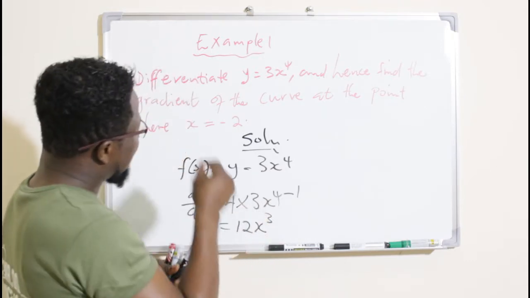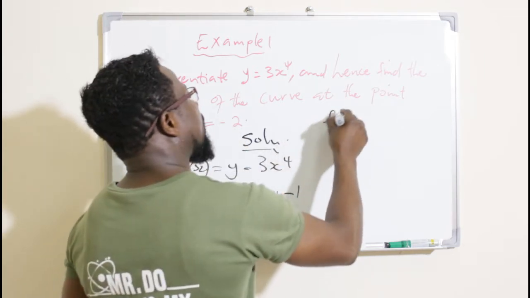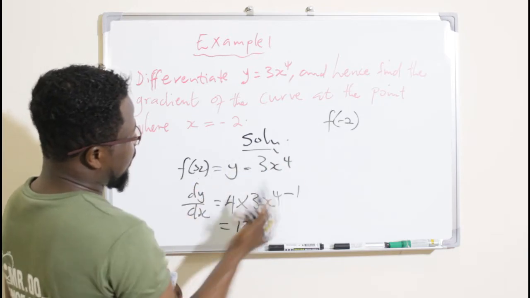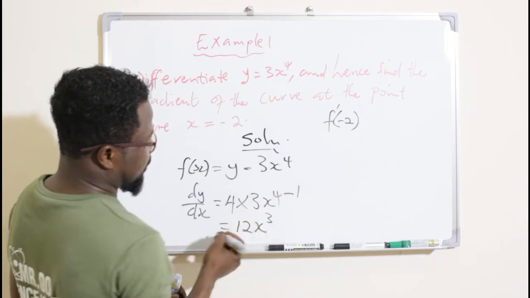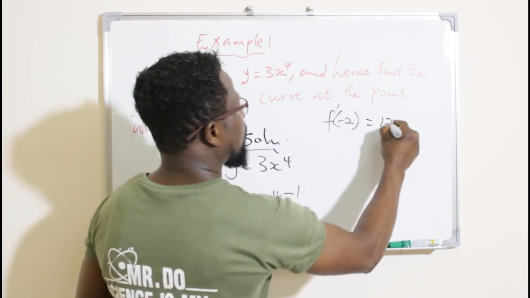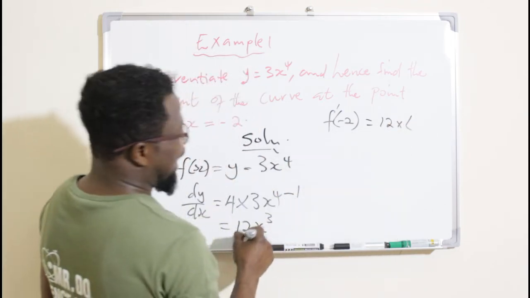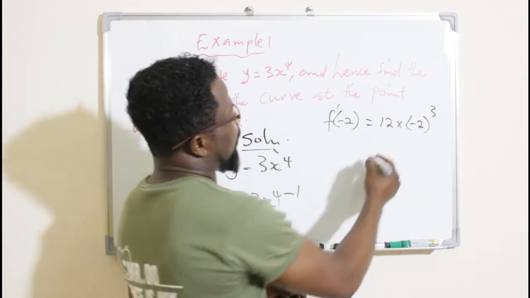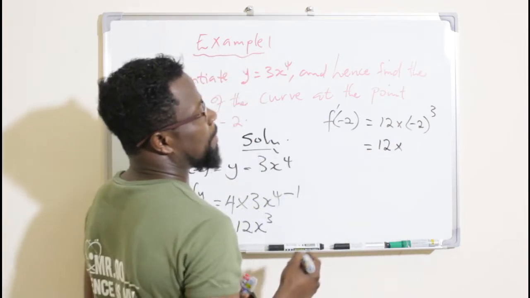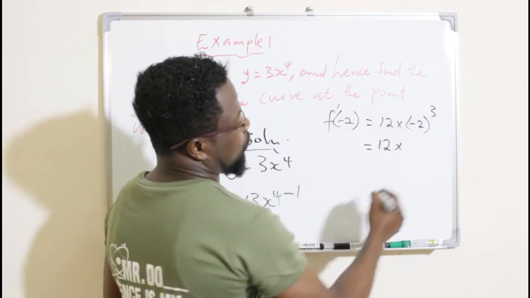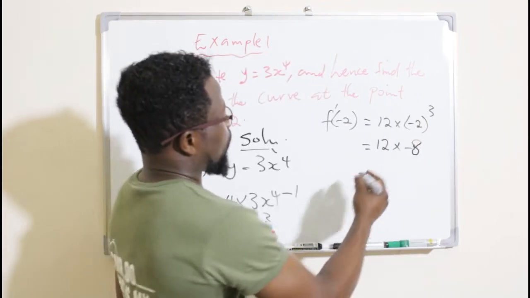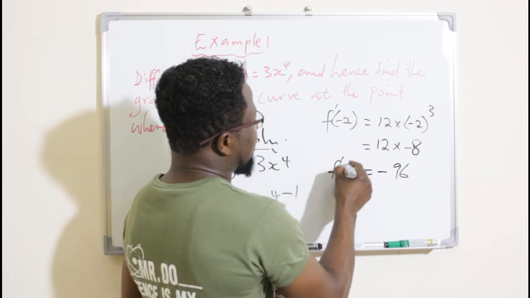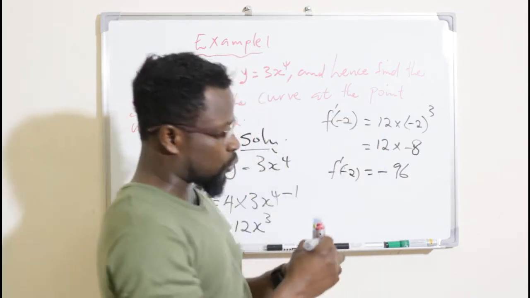We need to find the gradient at this point, which means I am looking for f prime of -2, because the value of x now is -2. So f prime at this point is just going to give me 12 multiplied by x, and x is -2, so that is -2, with the exponent 3. Once I have this, 12 multiplied by -2 to the power 3, which is -8. So when you multiply 12 by -8, you're going to have -96.